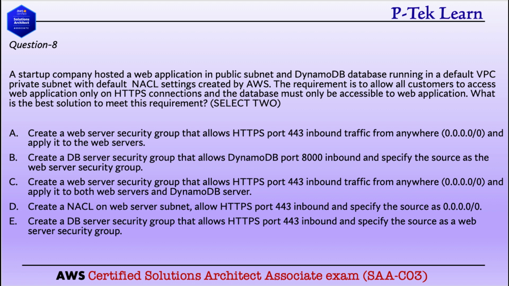Okay, so here the question is how to set up a secure connection between the web application and the DynamoDB. The web application is running on a public subnet, whereas the database is running in the private subnet. So to achieve this sort of setup, we have to ensure that the traffic can flow into the web server from anywhere. And we need to allow inbound security at 443. The port number 443 is the default HTTPS port. Once it is done, then we need to set up the traffic to flow from the web server to the database server via the database security group.